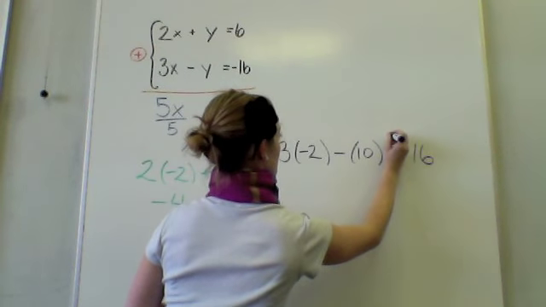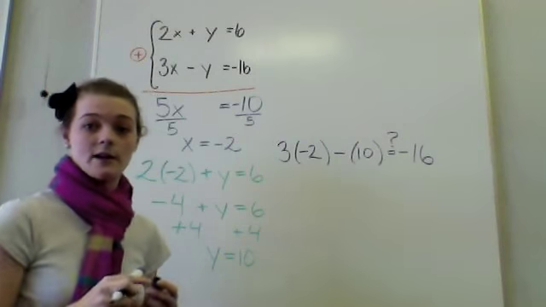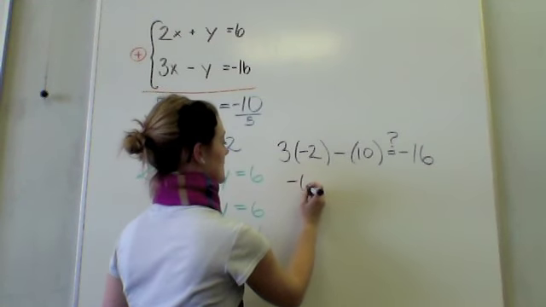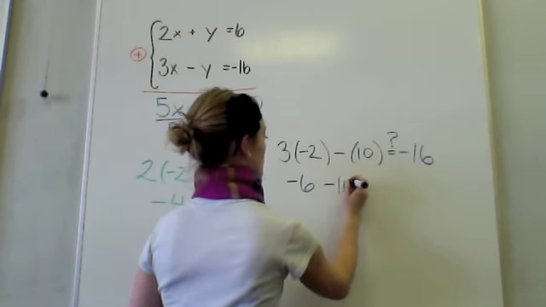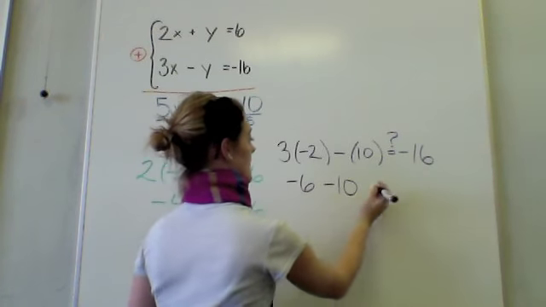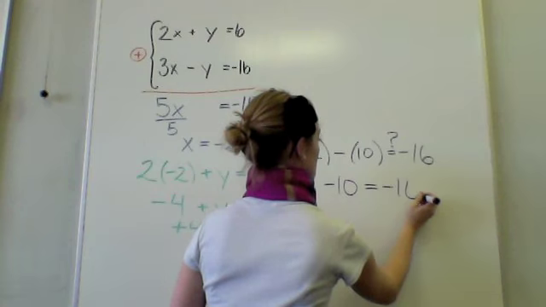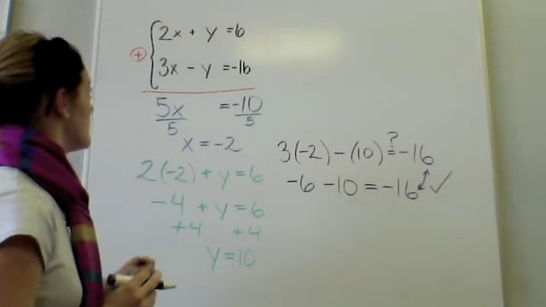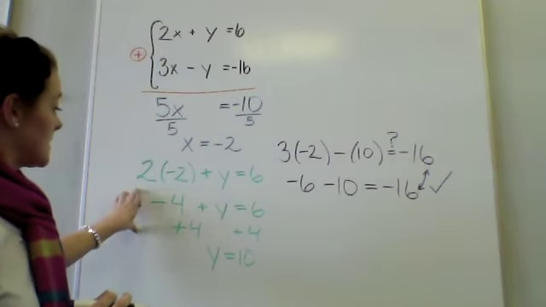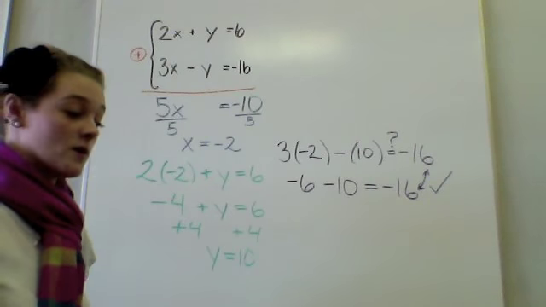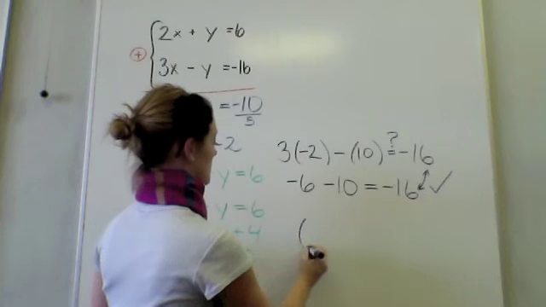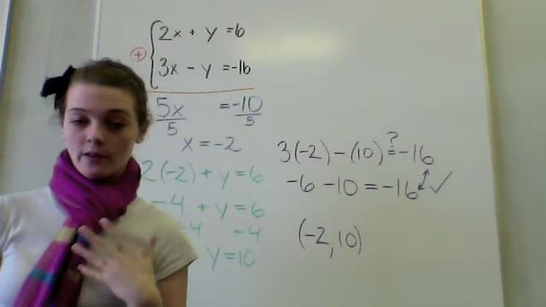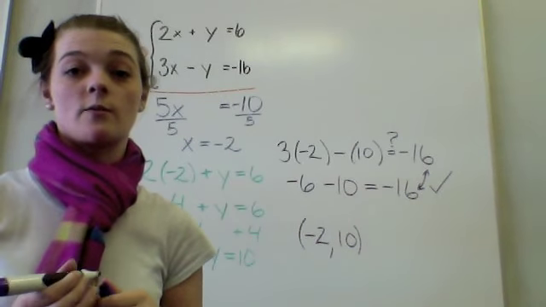But it doesn't necessarily equal negative 16. I'm questioning it, so I have a question mark. So 3 times negative 2, that's negative 6. Minus 10, negative 6 minus 10 is equal to negative 16. These are the same, so my answer worked in that equation. It should definitely have worked in the first one because that's actually how I solved for y. Therefore, the solution to this system is negative 2, 10. That is not only our solution to the system, but it's also the points where these equations intersect.